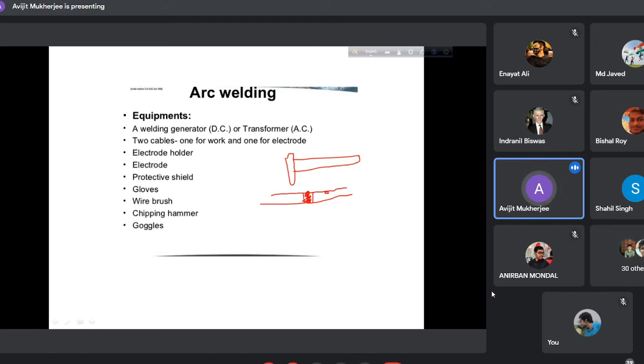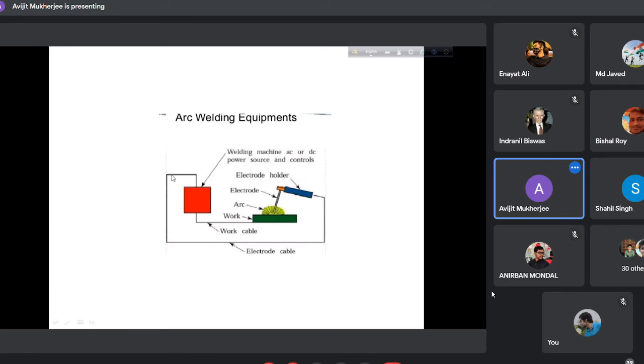Why? To remove the oxide scales. That's why the chipping hammer, goggles and protective shield, as I have mentioned, are all just for protection. So these are the requirements. And here, this is how arc welding is conducted.